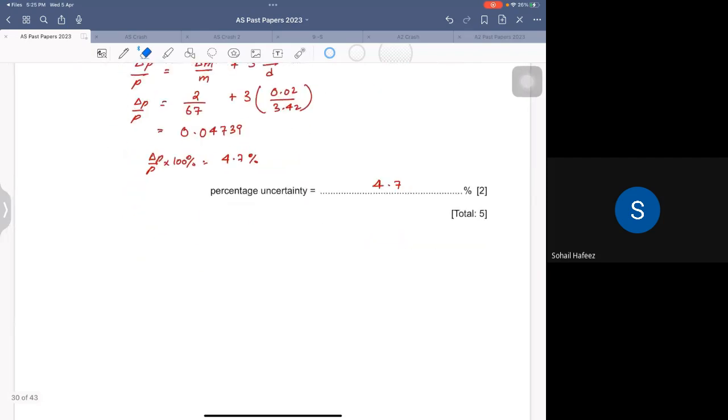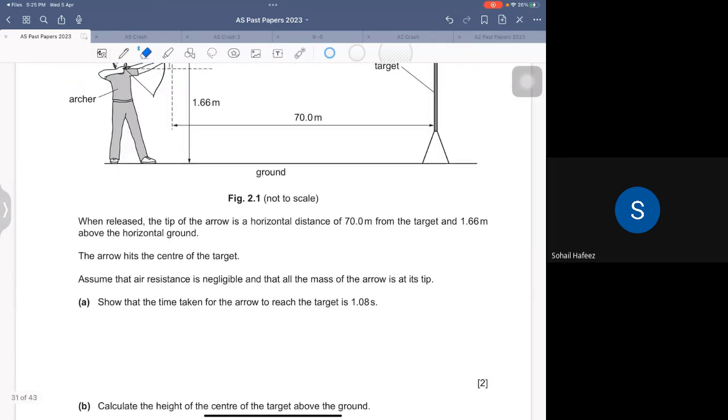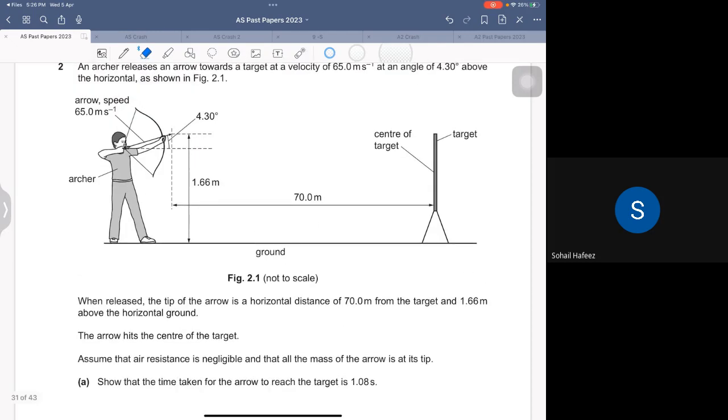Anyway, so going to the next then. This question, I don't know, I've never seen this before. So in this question, it says that an arrow hits the center of the target, and it is shown the time taken for the arrow to reach the target. So we got an angle of 4.3. We got a horizontal distance. This is a projectile question. And the arrow is released with the speed of this.